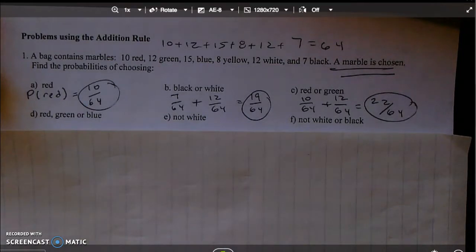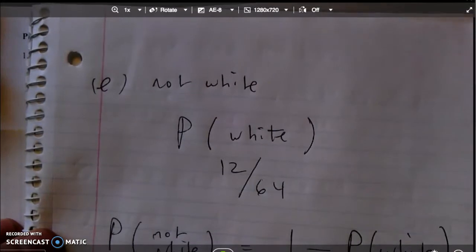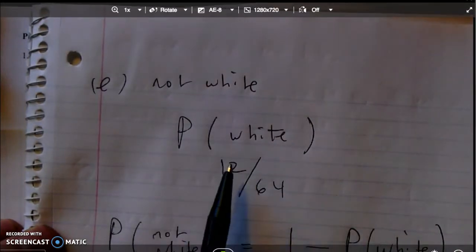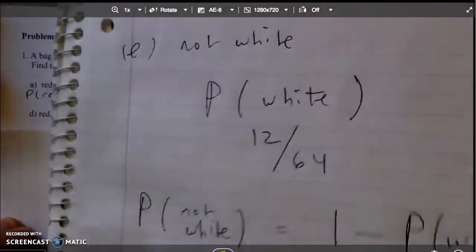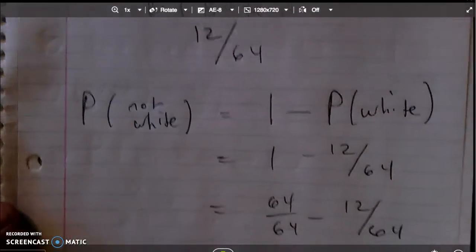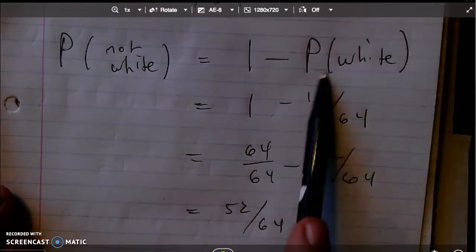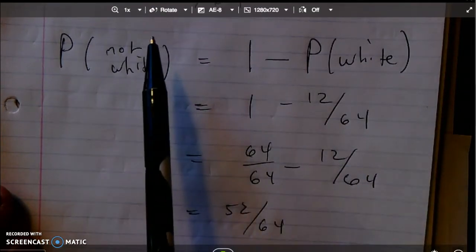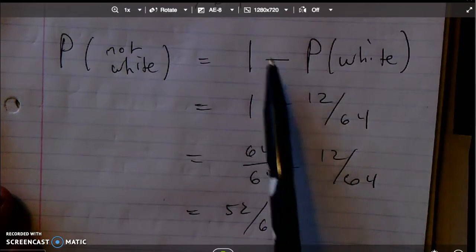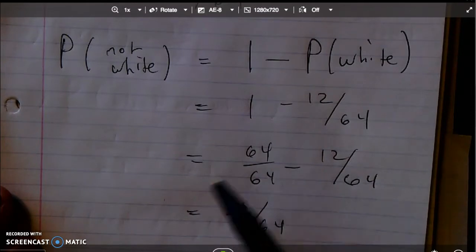Okay, so not white, that's maybe a little bit more interesting, and I'm going to write that out a little bit more. Let me just put this example under here. So the probability of something being white is 12 out of 64 because there are 12 white marbles in the bag. So the probability of being not white, not a white marble, is going to be 1 minus the probability that you're white. And this is the complement concept, right? So if I'm not white, I can put 1 minus the probability that I am a white marble, and I'm going to get 52 out of 64.